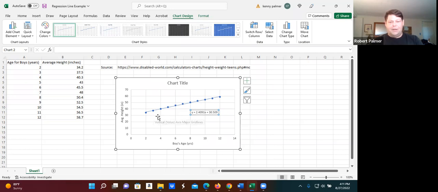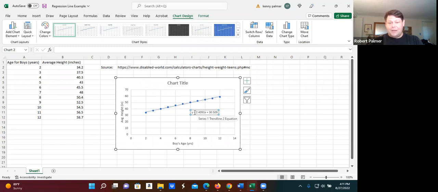And what you're trying to do by best fit is minimize the vertical distance between the line and each one of the points. So this is the line that best does that. There are other lines you could draw through the data, but this one actually best minimizes the vertical distance between each point and the line itself.